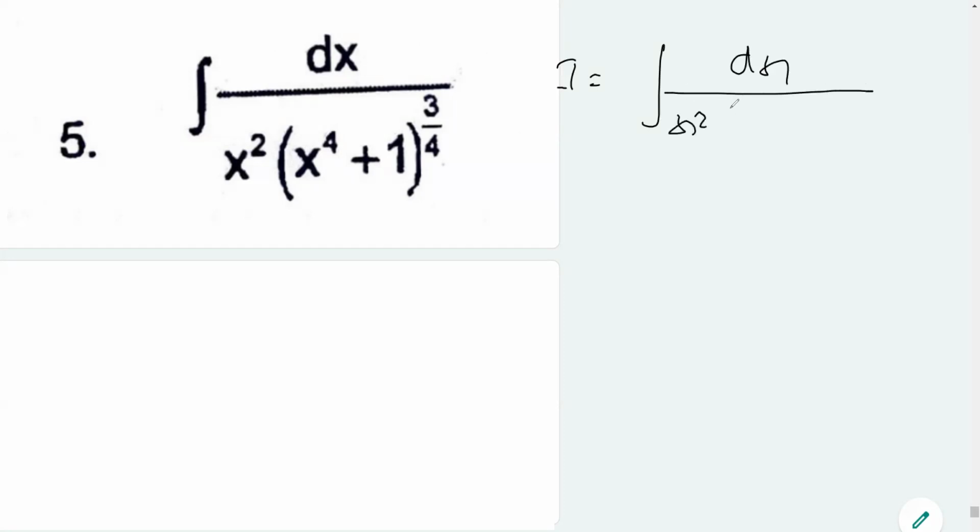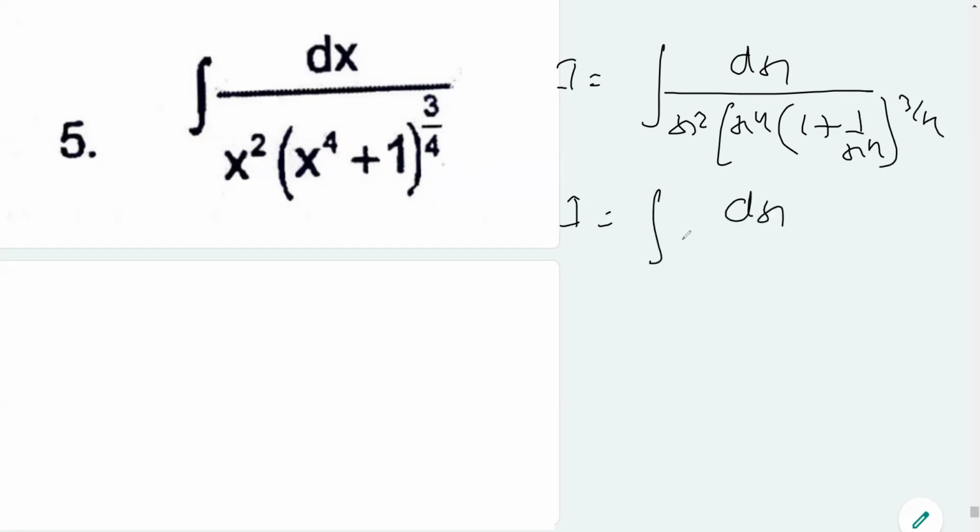Let's say this x square is outside, and I'm dividing this by multiplying by x raised to the power 4. First, I multiplied by 4, and then dividing by 4 will give you 1 plus 1 over x raised to the power 4, and that raised to the power 3 by 4. Now, I is equal to integration dx over, this is x square only, and if I apply this power over here, you'll get x cube. We'll get x cube. And we have this as it is, 1 over 1 plus x raised to the power 4 raised to the power 3 by 4.